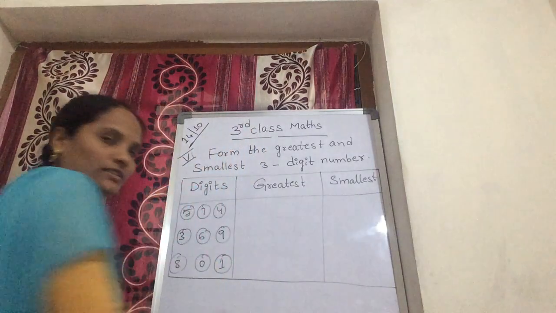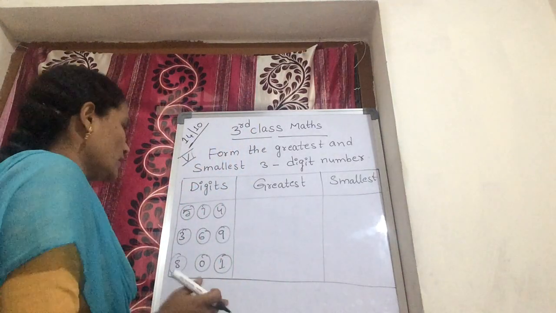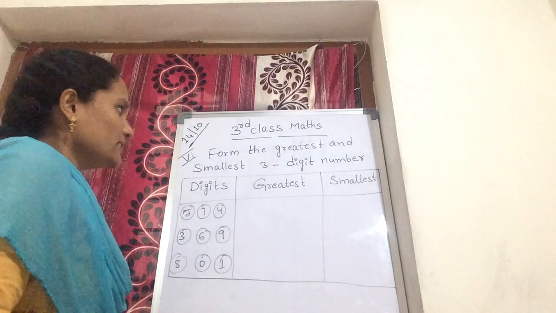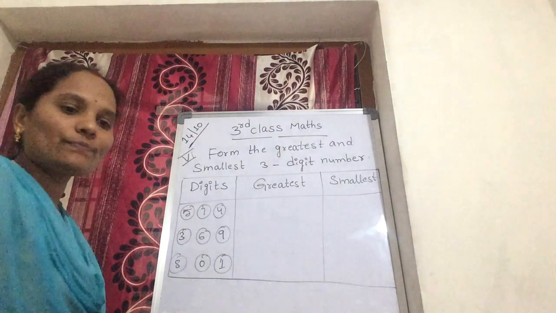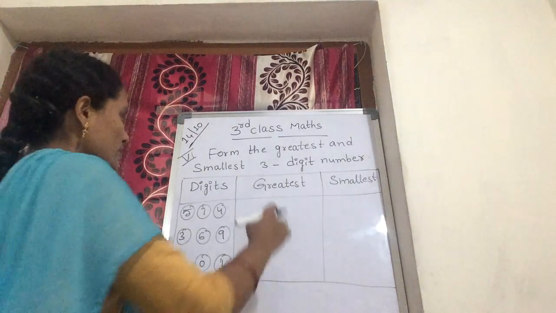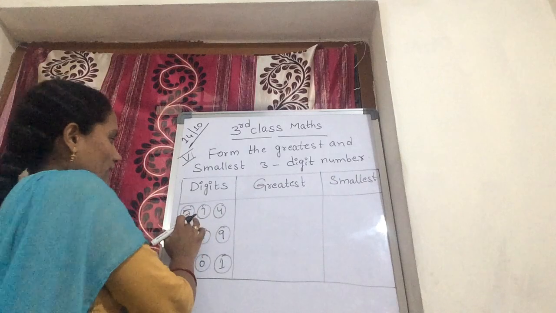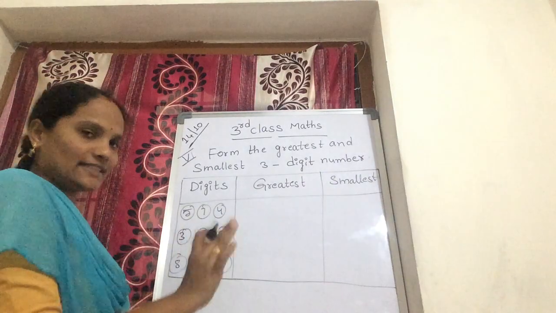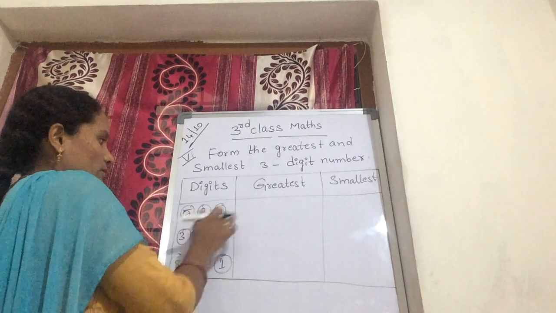Okay, children, look at the board. Okay, Amma, copy this. Here given is a 3-digit sum. We are forming the 3-digit greatest number and the smallest number. Okay, children. First, whatever numbers are given here, which digits do you get? Not numbers, digits. 5, 7, 4. These are individual digits.